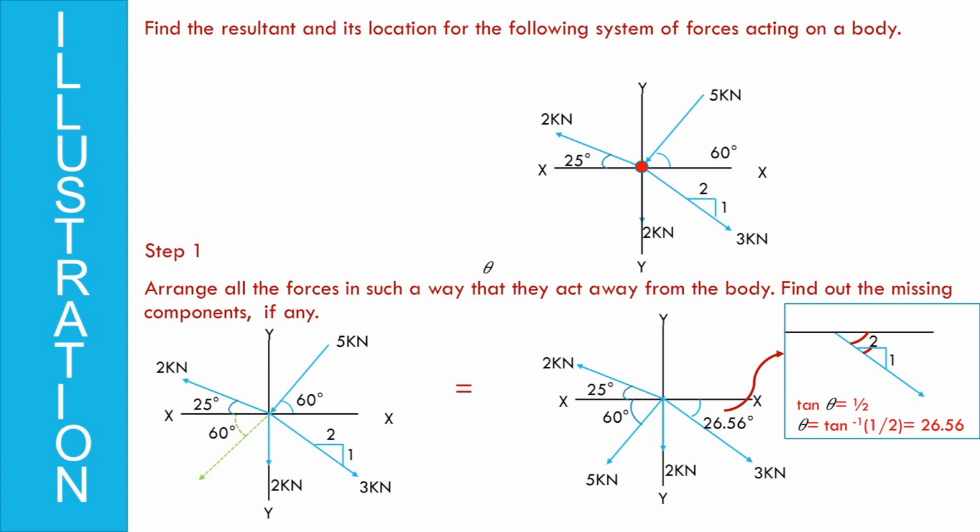We will get into an illustration to give you more understanding about this resolution of forces. Let us look at an example. Find the resultant and its location for the following system of forces acting on a body. The body is shown by a red dot. We have four forces acting on the body. 2 kilonewton at an angle of 25 degrees, lying in the second quadrant. 5 kilonewton force with an angle of 60 degrees, a push force in the first quadrant. Then 3 kilonewton, where the angle is not given and we have to find it out. And 2 kilonewton of force acting straight down.